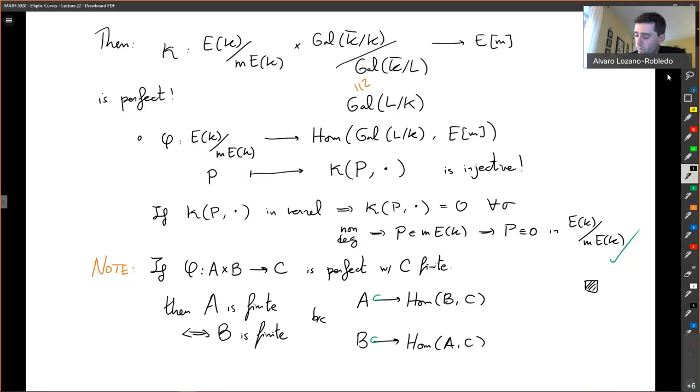Well, if B is finite and C is finite, then there's only finitely many Homs that can go from B to C, because whatever the generators of B are, there's finitely many of those, and there's only finitely many options where those can go. So this would be finite, and therefore A, which injects in there, would be finite, and vice versa. If A is finite and C is finite, this whole thing, Homs from A to C, is finite, and therefore B is finite. Okay, so what is our upshot here?